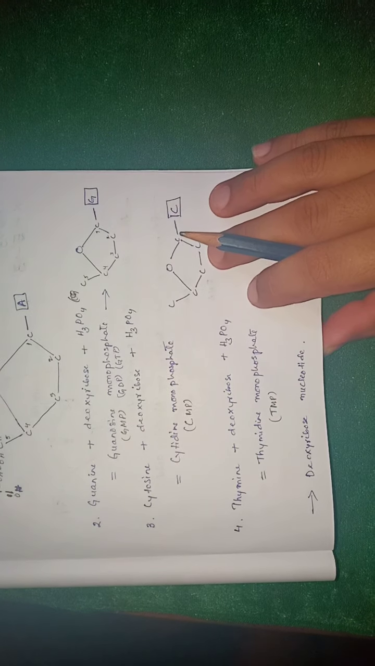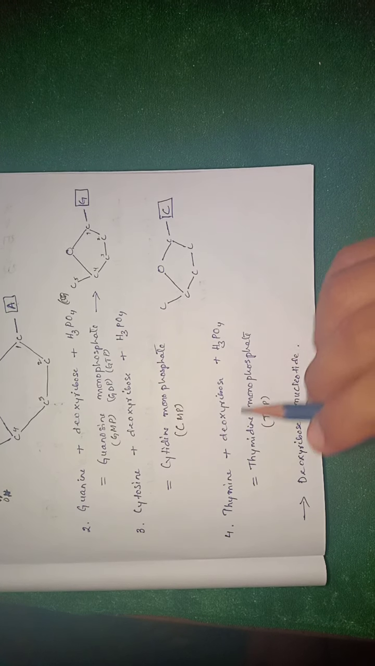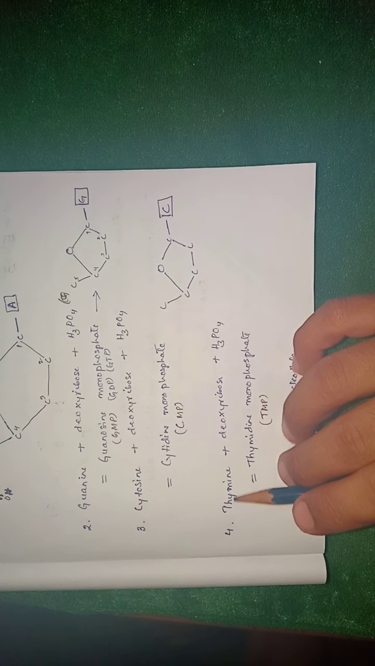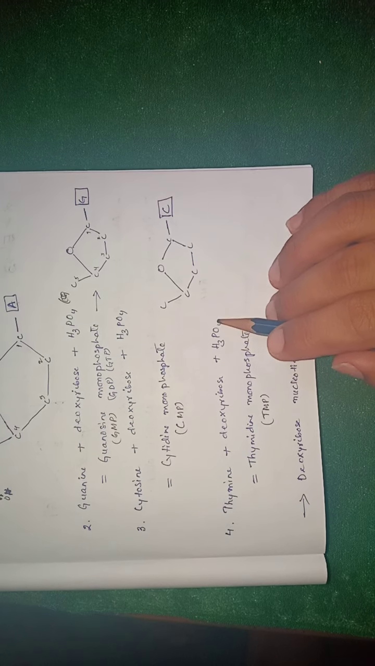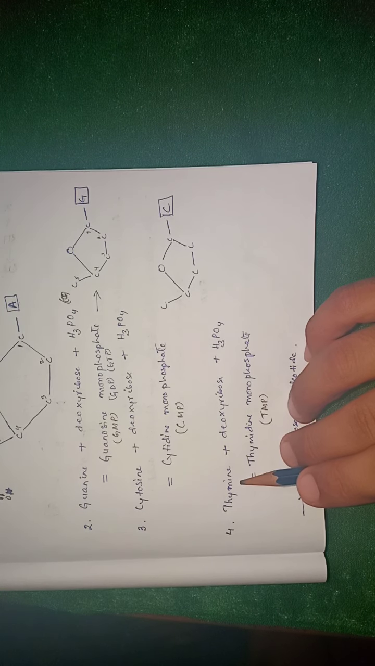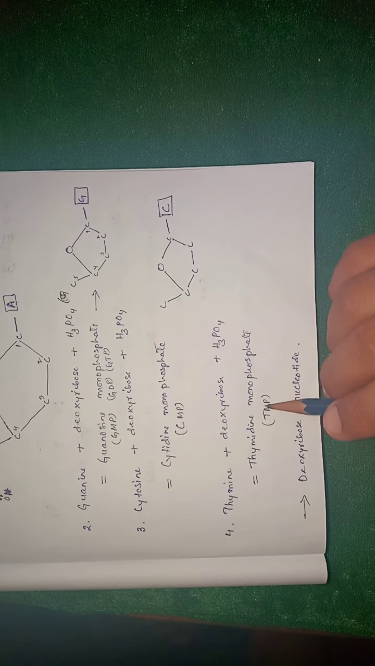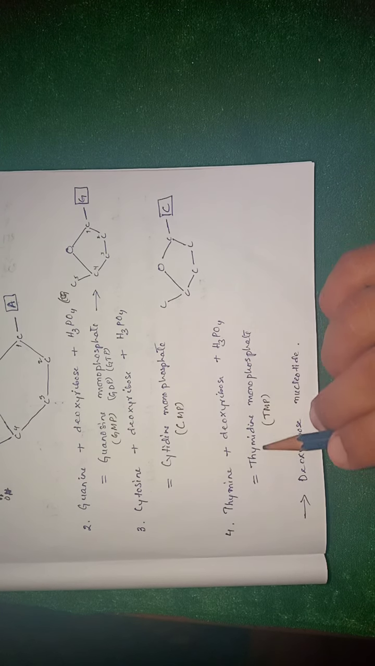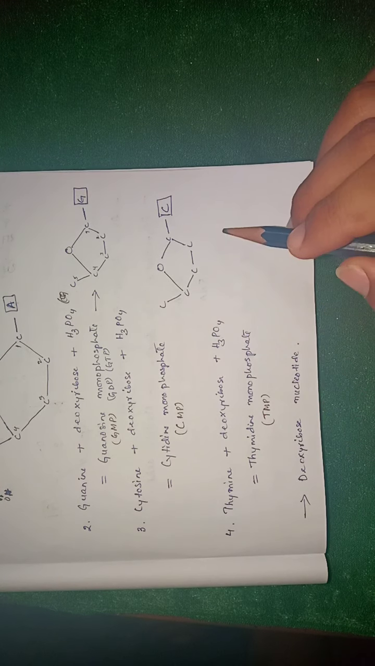Now the fourth type of nucleotide is the thymidine monophosphate. Thymidine here refers to the presence of the thymine nitrogenous base with deoxyribose and the phosphate or the phosphoric acid. In this case, instead of adenine, it will be thymine. So this will give rise to thymidine monophosphate or TMP. If it is two phosphates, it means thymidine diphosphate. If it is three phosphates, it means thymidine triphosphate.